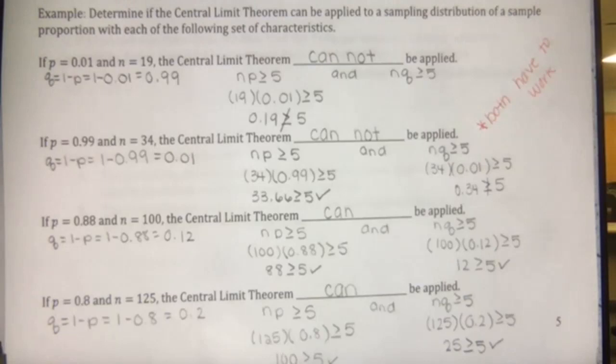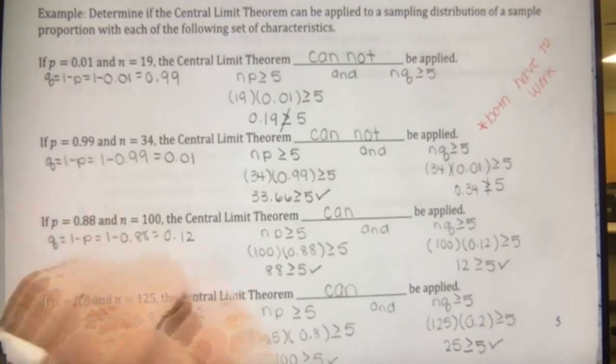So whenever we see p's and q's, we know we're talking about proportions. Same thing whenever we see part of a whole, whenever we see a percent. All right, so let's keep rolling. So next page.